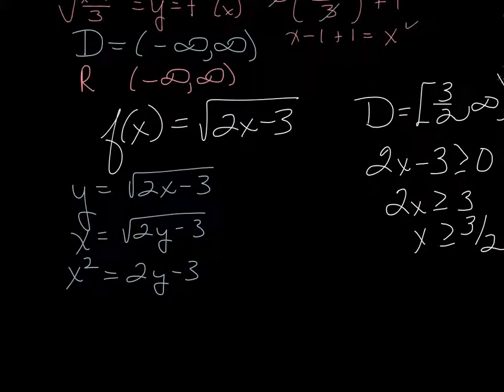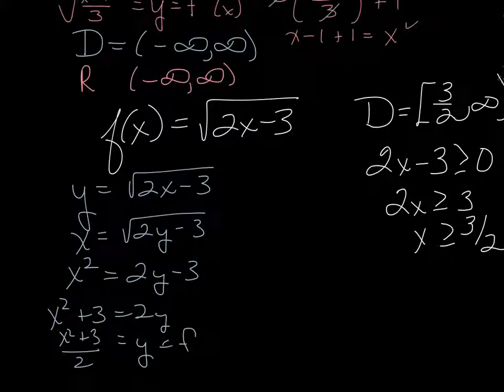And in this case, we're going to solve. So we have x squared plus 3 equals 2y, and y equals (x squared plus 3) over 2, and that is our inverse function. Now that's not really going to help us this time on our range.